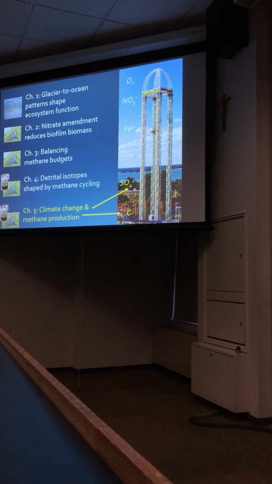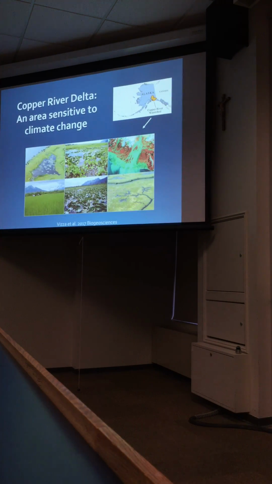So now, for the best part of all, we're going to talk about methane production and how it's affected by climate change. The Copper River Delta is an ideal place for thinking about climate change. And that's because it's in close proximity to the ocean. And after the Great Alaska Earthquake, the delta is now subsiding, so it's sinking. So essentially, it's going to be at a risk of higher relative sea level rise relative to other locations.